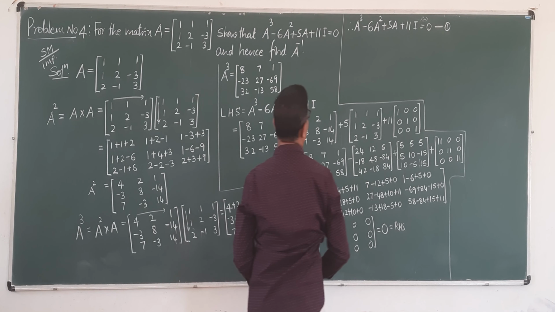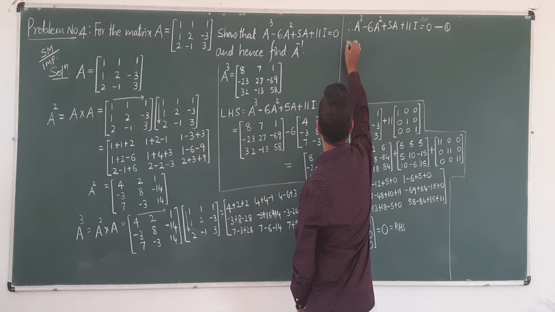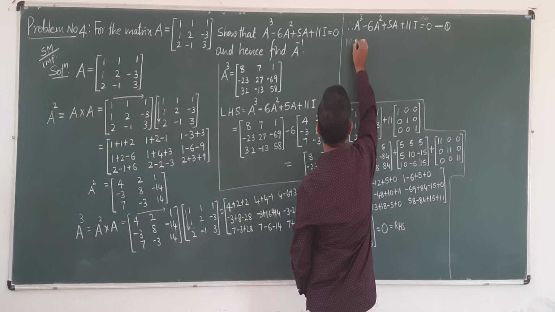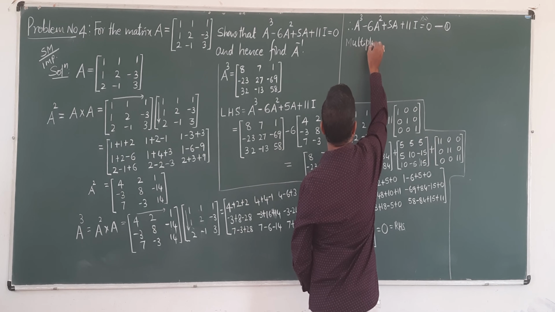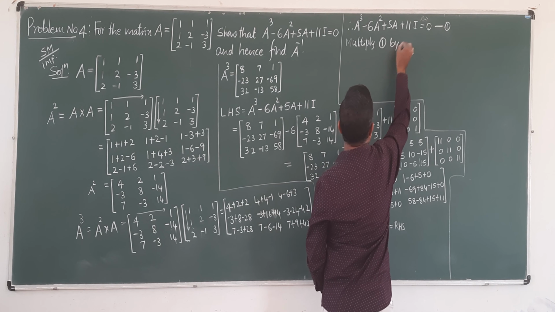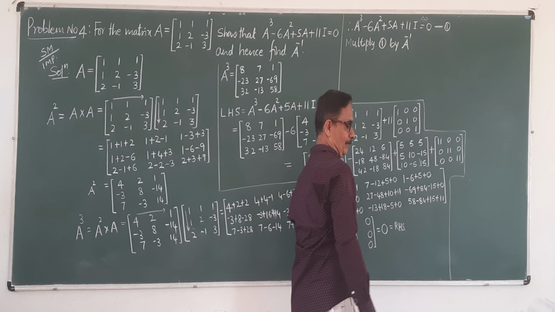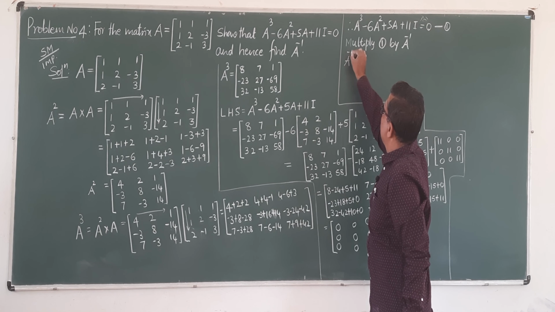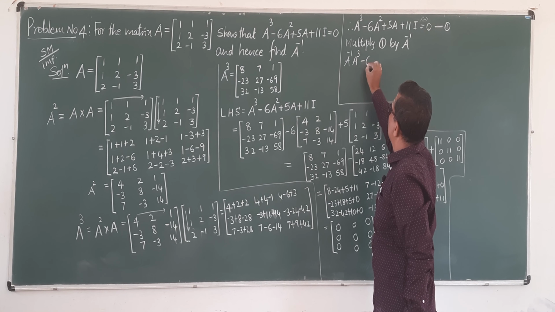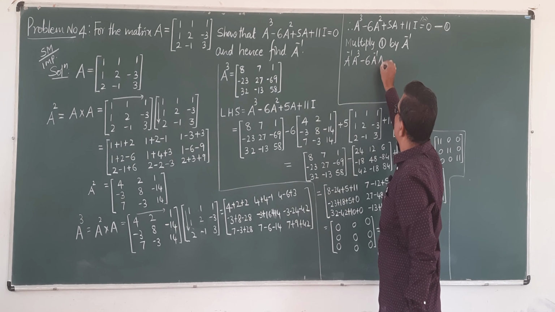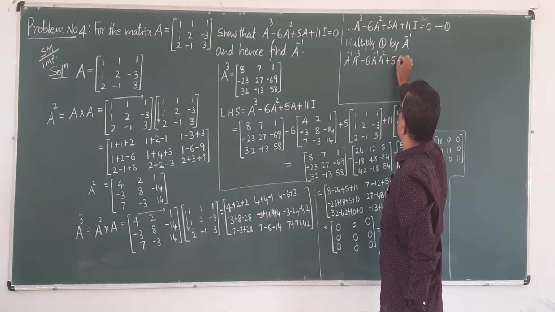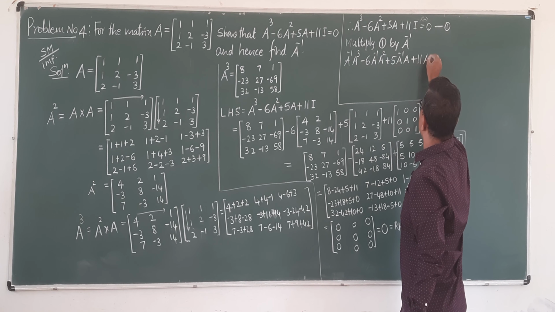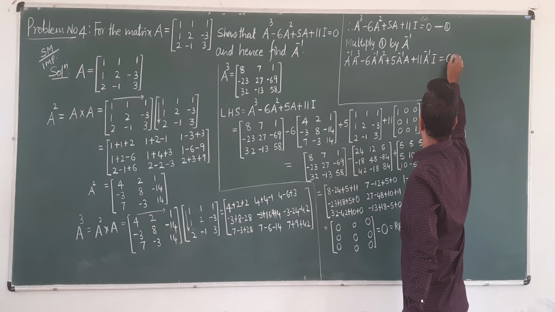To find A inverse, how to solve? Multiply equation 1 by A inverse. Multiply the given equation by A inverse: A inverse into A cube minus 6 A inverse into A square plus 5 A inverse into A plus 11 A inverse into I is equal to 0.